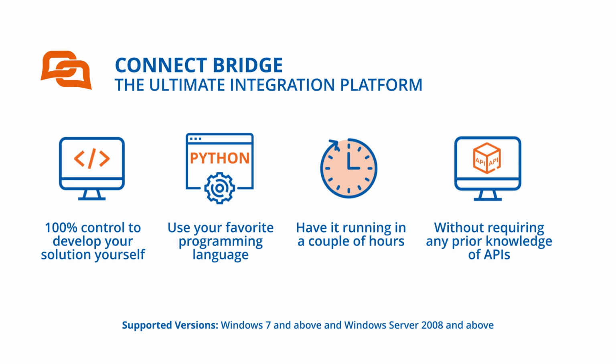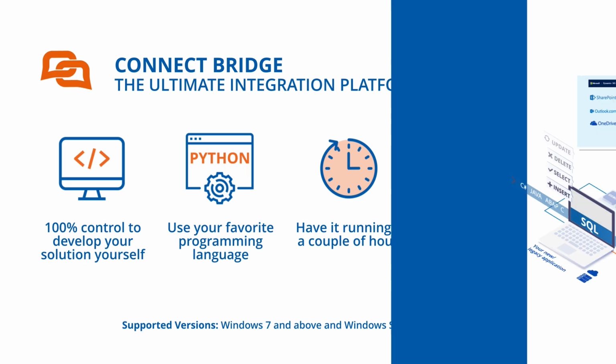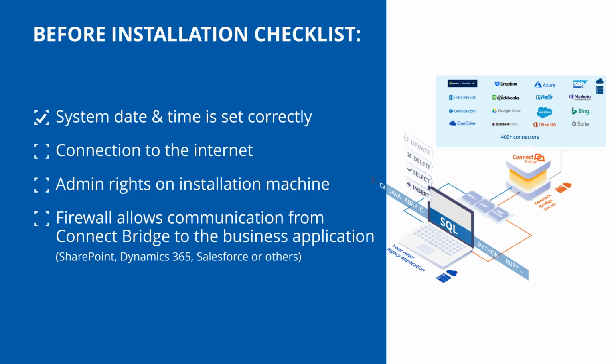If you're someone who's comfortable with SQL, you'll really like this. This product can be installed on any Windows machine, starting from Windows 7 and above, or Windows Server 2008 and above. Before installing, we should ensure that our date and time is set correctly, that we have a connection to the internet, that we have administrative rights on the installation machine, and finally, we need to ensure that Windows Firewall allows communication to the business application, be it SharePoint, Dynamics 365, Salesforce, whichever.